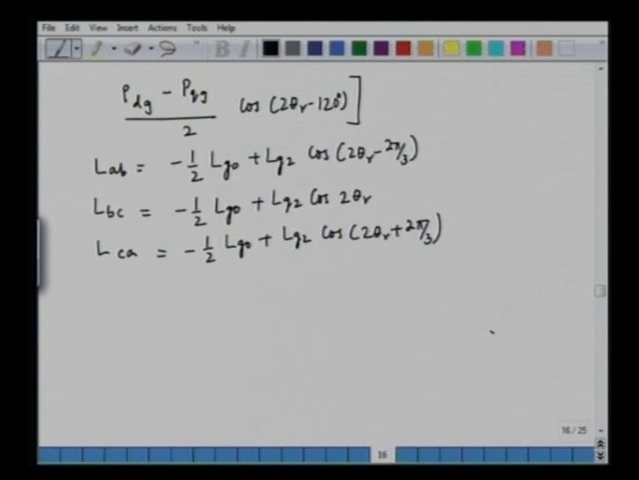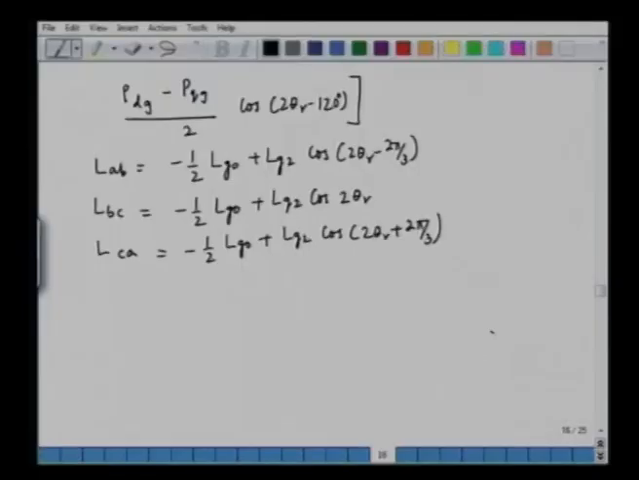So, we see here that again in the mutual inductance also we have a function of theta r or 2 theta r. We see that LAB is a function of 2 theta r, LBC is also a function of 2 theta r, LCA is also a function of 2 theta r. So, when we simulate a synchronous machine in ABC variable, we have to update this inductance for every rotor position. So, that becomes a complex job, because all these things have to be done in iterative process, and this is going to take a lot of computer time.